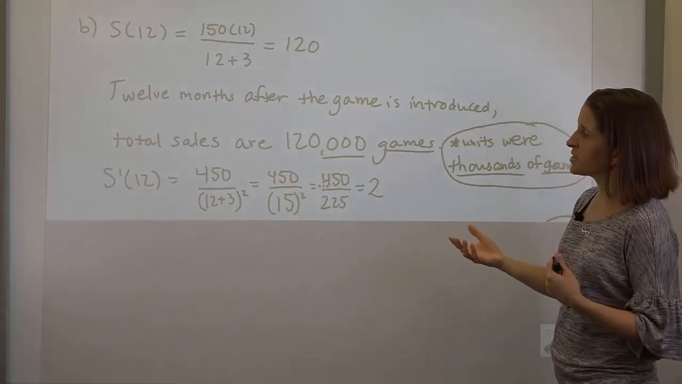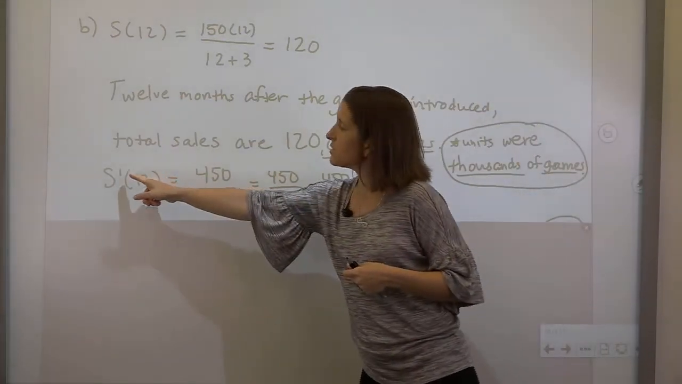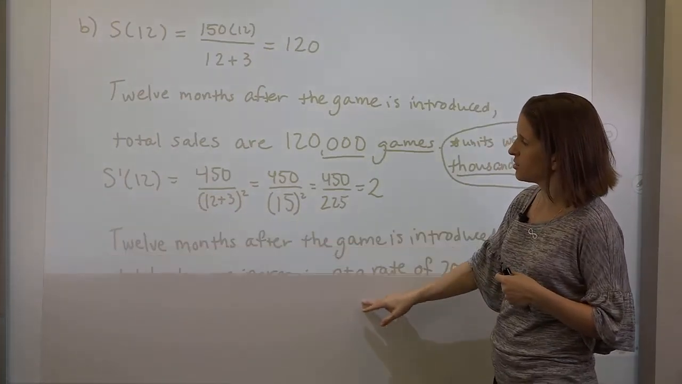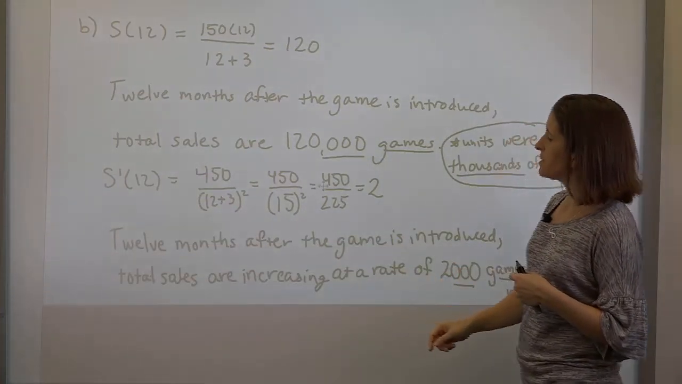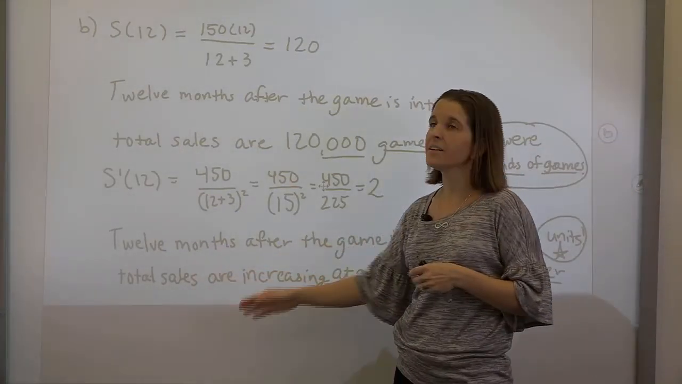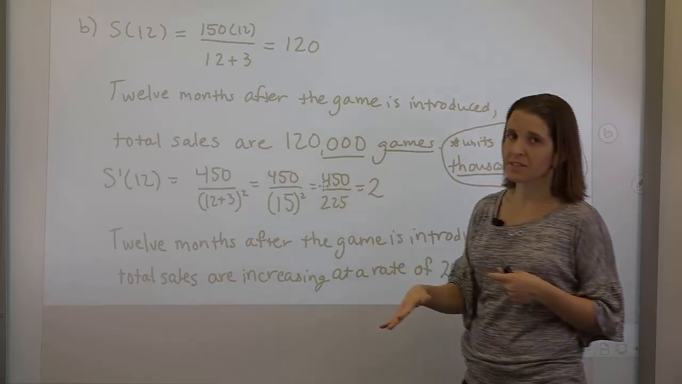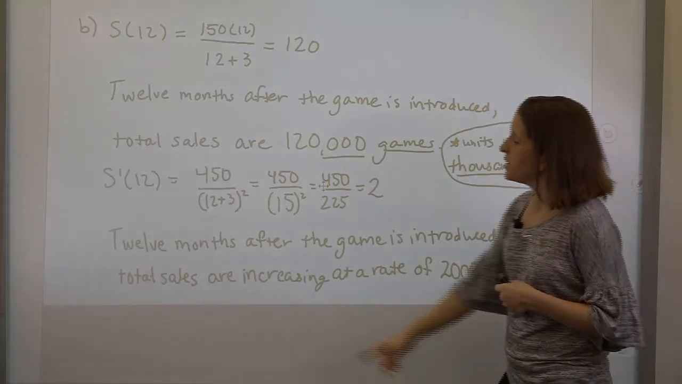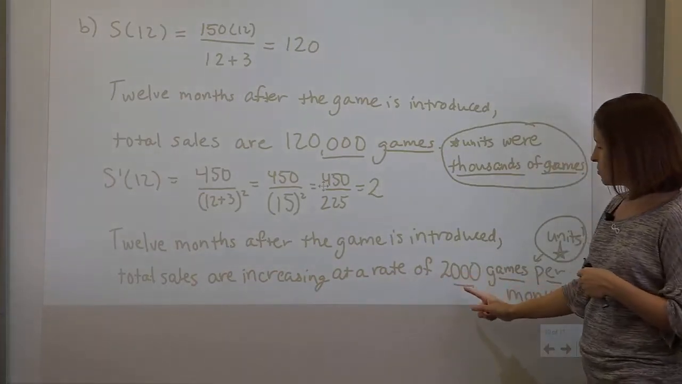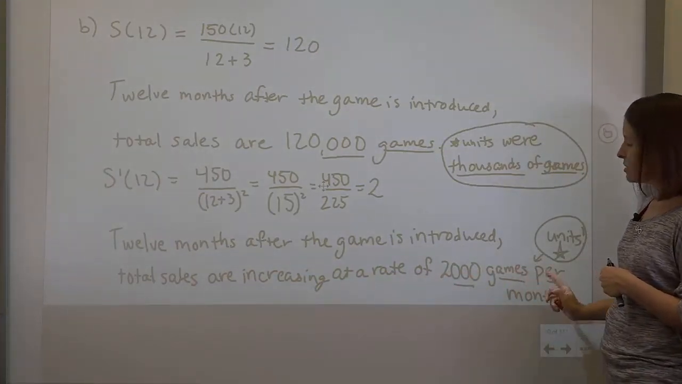Okay, well, what does that actually mean? Remember, the second you see derivative, it's some sort of rate of change, and that has to play into the sentence that you write. So 12 months after the game is introduced, total sales are, if it's positive, increasing, if it's negative, decreasing, but it's positive. So total sales are increasing at a rate of 2,000 games per month.